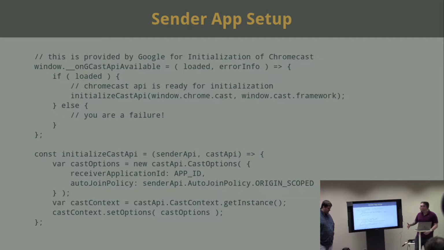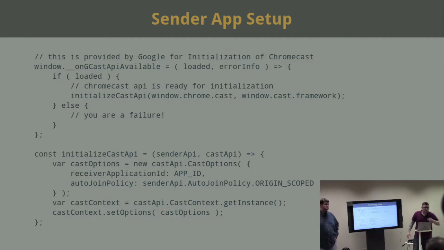The auto join policy has a few options which allow you to rejoin a session. For whatever reason, if I cast something, then close my browser or my laptop and come back in, I can actually rejoin that session and continue controlling it. They have a few options. One of them's none. Do you know what the others are? There's origin scoped, and I think there's origin and tab scoped, where you have to be on the same tab. I think those are the only 3 they actually provide. But once you've got your cast options, you have to get an instance of your cast context and then set those options, and Chrome behind the scenes will connect.